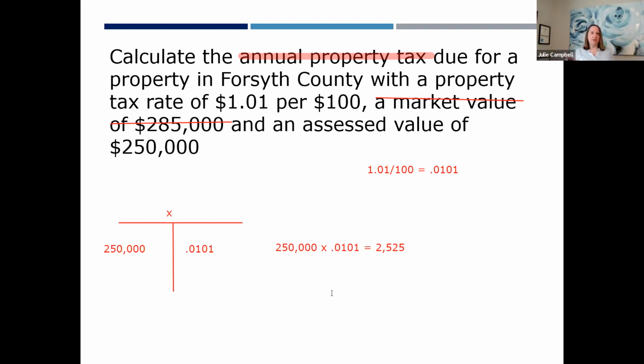Now that I think I have an answer, I'm going to go back and make sure what I solved for is what they're asking. My X, the formula tells me I solve for the annual property taxes. What's the problem asking me for? They're asking me for annual property taxes. Now you can select A, B, C, or D, whichever one is $2,525.